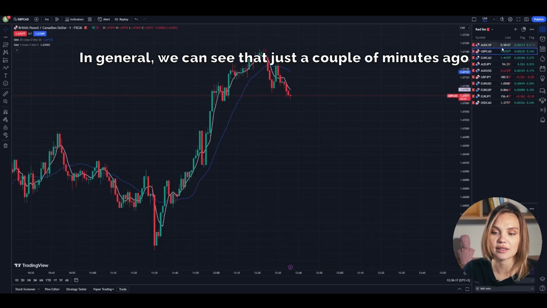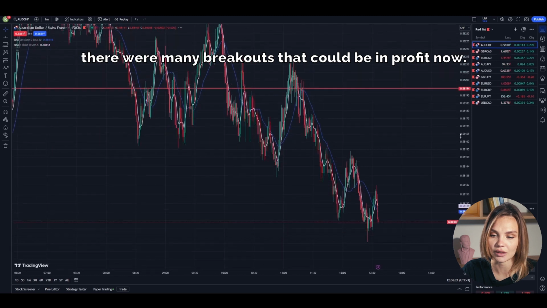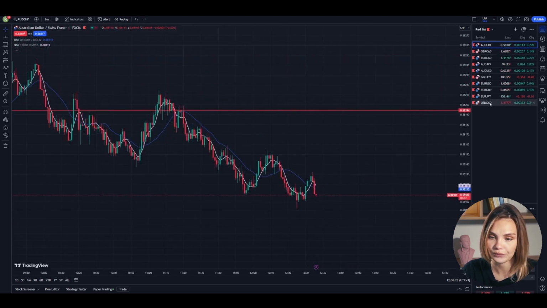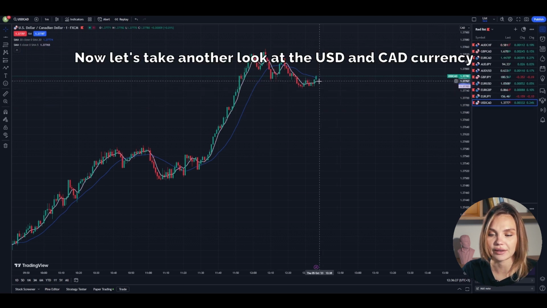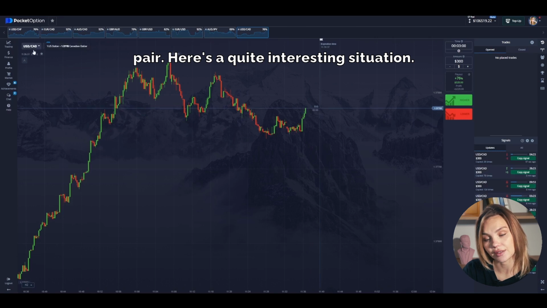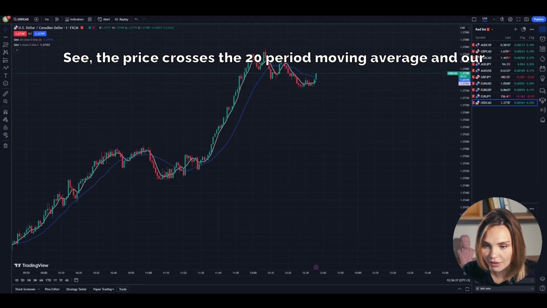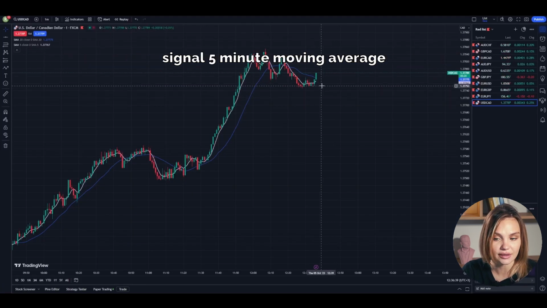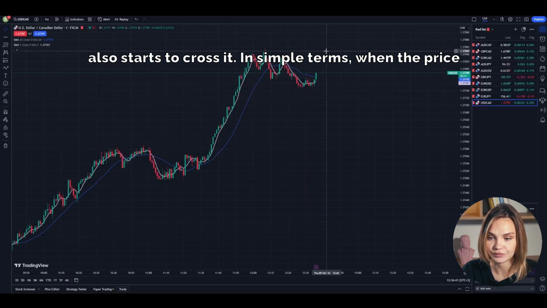In general, we can see that just a couple of minutes ago, there were many breakouts that could be in profit now. Now let's take another look at the USD and Canadian dollar currency pair. Here's a quite interesting situation. See, the price crosses the 20-period moving average and our signal 5-period moving average also starts to cross it.